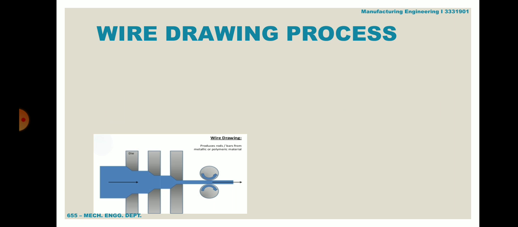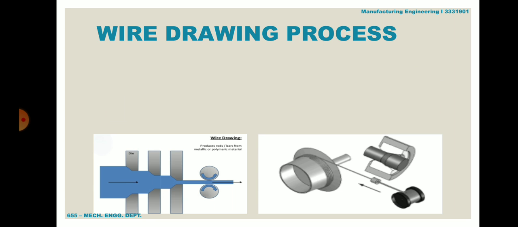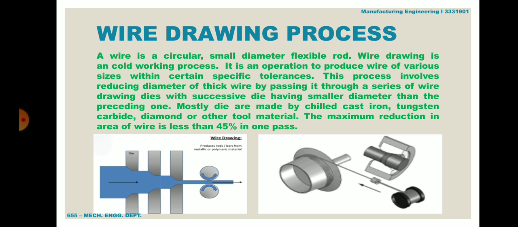Now the wire drawing process. It is similar to tube drawing, but no mandrel or plunger or piston is used. It produces a thin wire with the help of a reducing die. As shown in the right side figure, there is a die which reduces the diameter of the wire. A wire is a circular, small diameter, flexible rod. Wire drawing is a cold working process. It is an operation to produce wire of various sizes within certain specific tolerances.